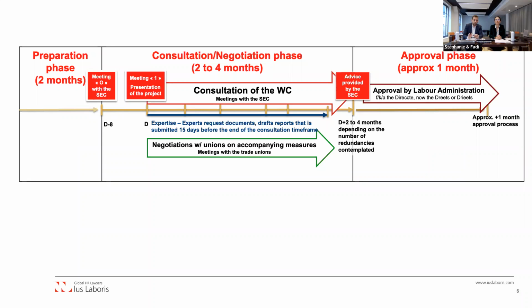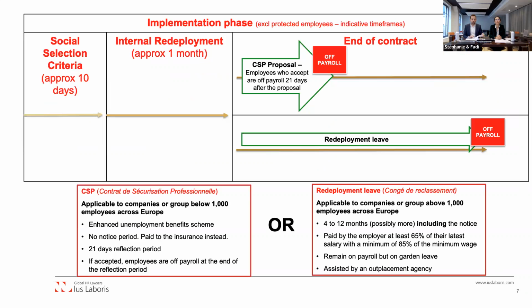And you can indeed start your implementation phase, which is the next slide. The only thing you cannot do, as Stéphanie just said, is make people redundant. So that's an indicative timeline of an implementation phase. Of course, if you're having a voluntary departure part, the phase will change because you will have to include a voluntary departure phase. But this is a forced redundancy typical timeline.